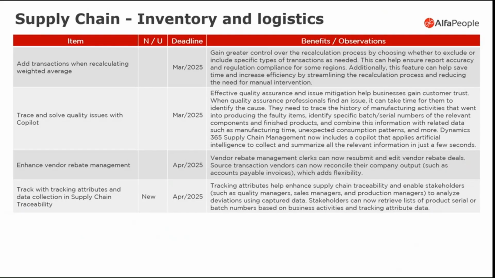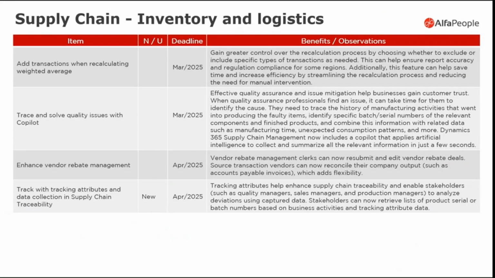And the next one we have here, trace and solve quality issues with Copilot. Quality issues can seriously impact customer trust. So being able to trace and resolve them quickly is key for a company. So this new Copilot feature in supply chain management helps speed that up by automatically gathering all the data you typically have to dig through manually, like batch numbers, production history, and different things in the consumption. So it not only saves time, but it also makes the investigation more reliable and efficient. It's a great example of how AI really can enhance day-to-day operations in a very practical way.